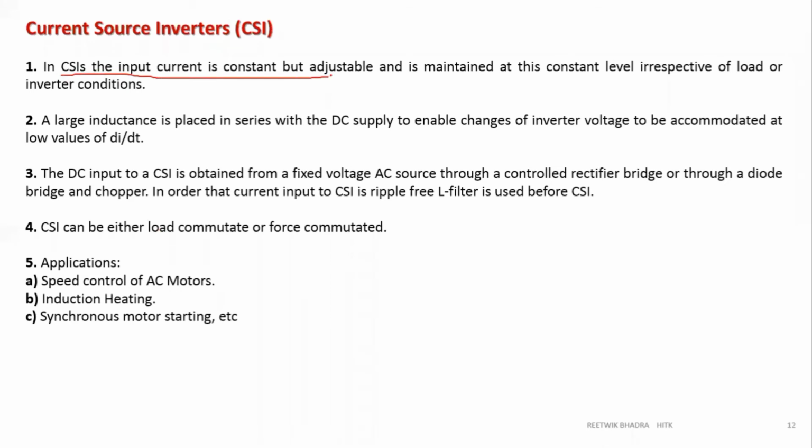In CSI, input current is constant and adjustable, obviously. You can adjust the current, but the level is fixed. Okay. And it is maintained at a constant level, irrespective of the load and inverter condition. Even though you change any inverter conditions, even though you change the load, the input current will always remain constant.